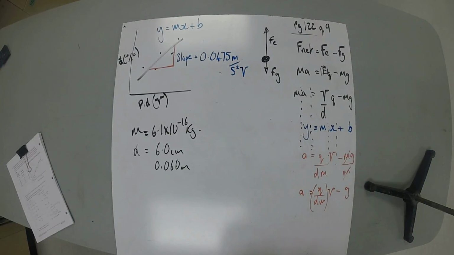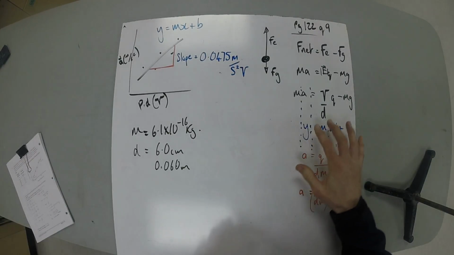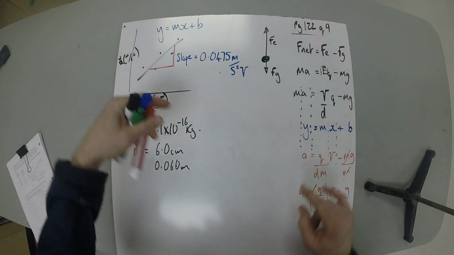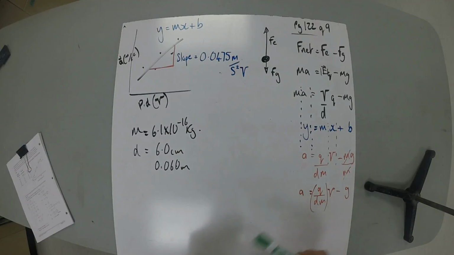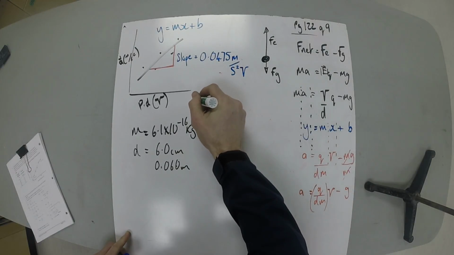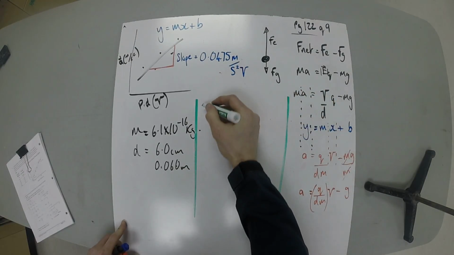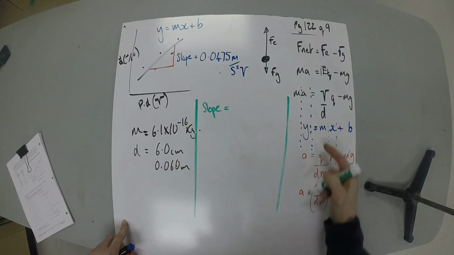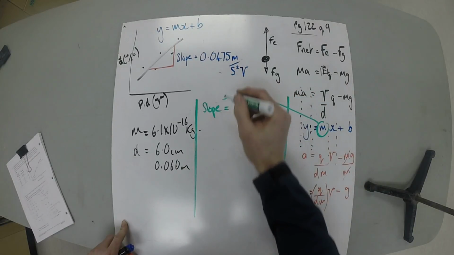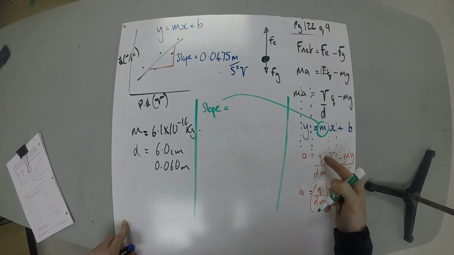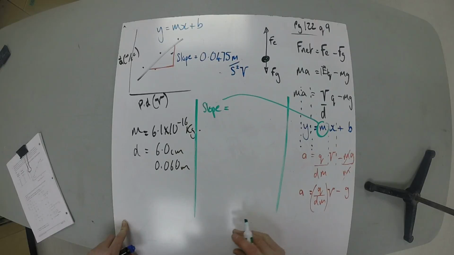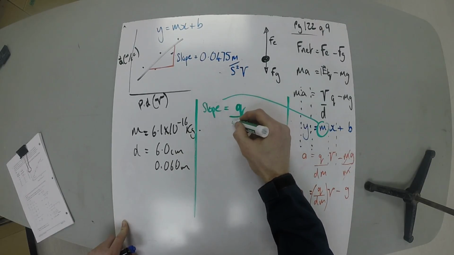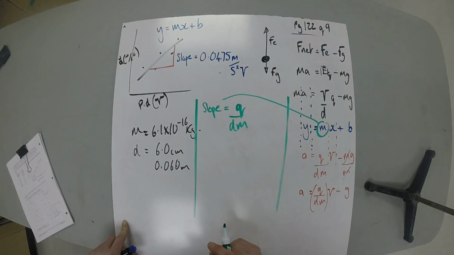So what I've done here is just overlay my condition with the shape of the graph that I'm looking for, which is y equals mx plus b. And now we can make a statement. We can say that the slope is equal to this m. This is the slope, and my m is q over dm. So my slope is q over dm.